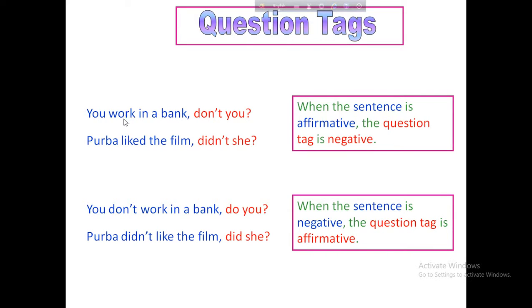You work in a bank. So, here this work is a verb. What type of verb? It is a main verb. So, in this case, we have to use an extra verb: do, does or did. Here the subject is you, so we have to use do. But here Purva is third person singular. So here it is she. But the verb liked is in the past form. For this reason we have to use didn't. So, Purva liked the film, didn't she? You work in a bank, don't you? So here is an affirmative statement, negative tag. And a negative statement takes an affirmative tag.